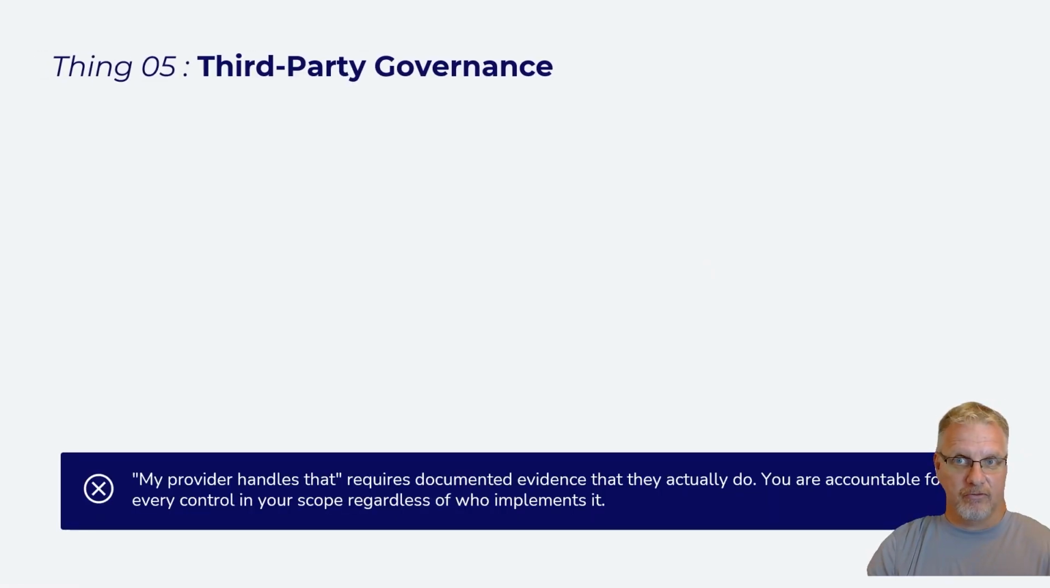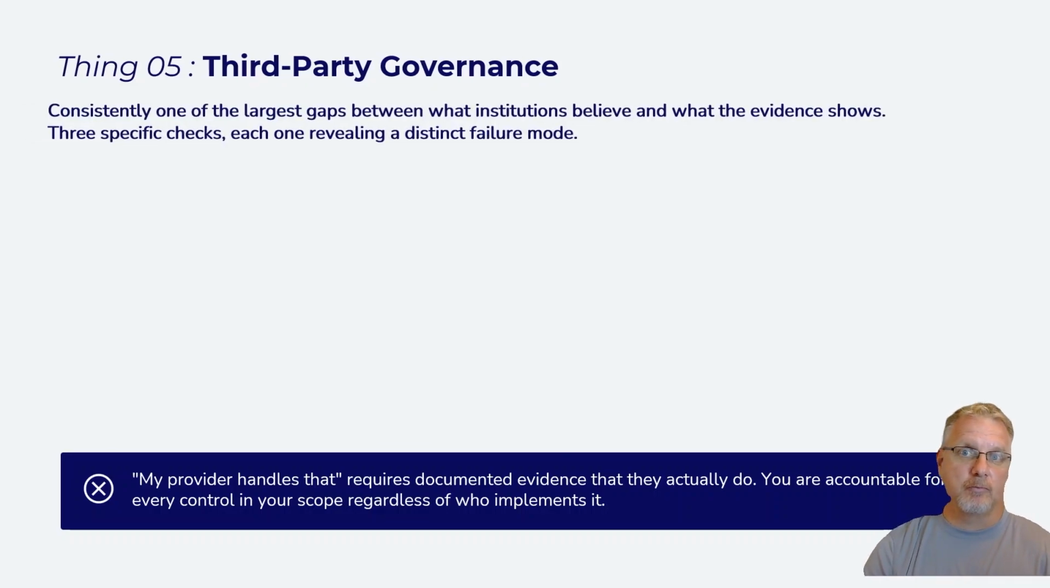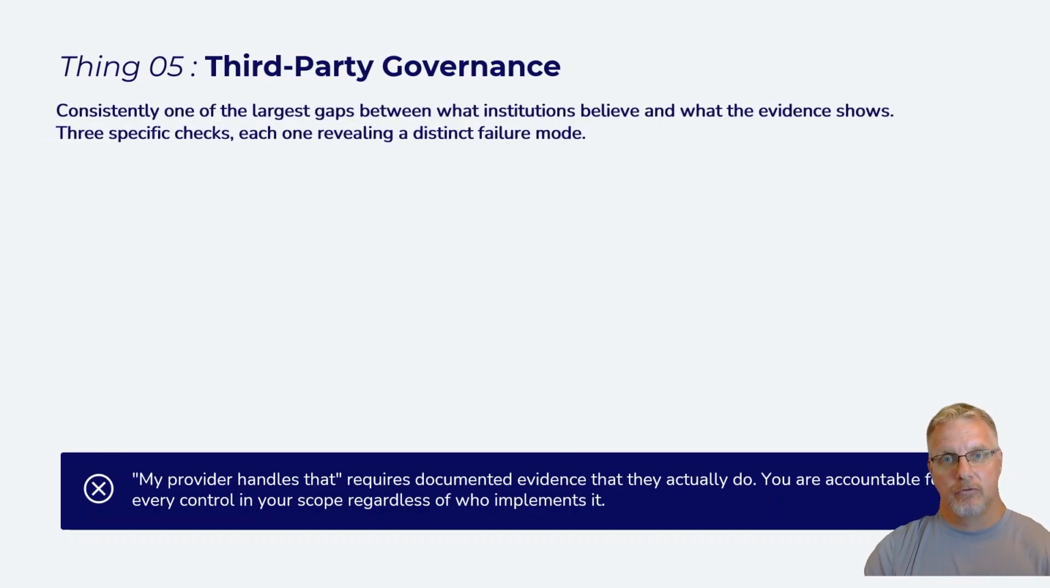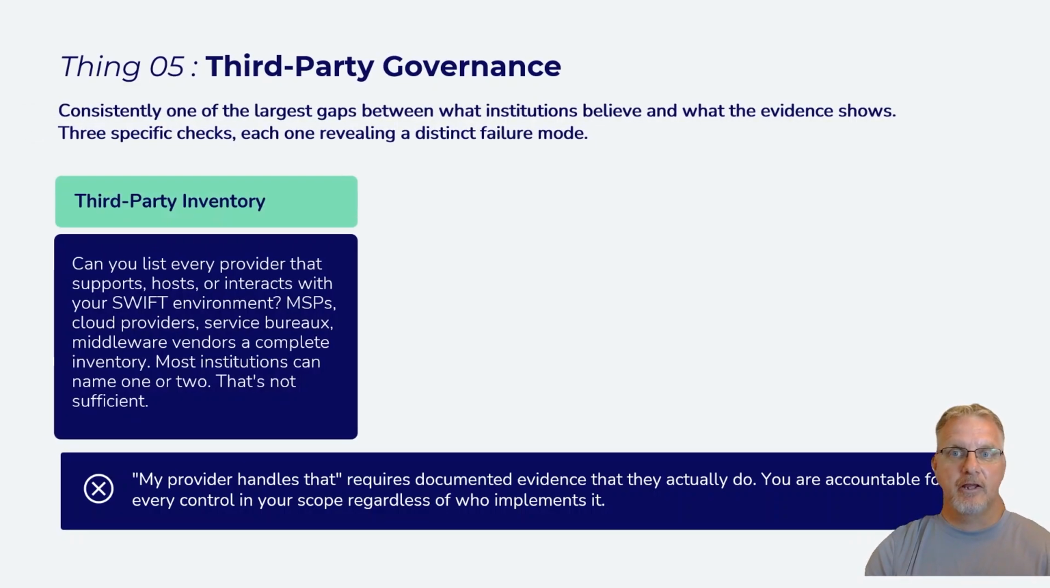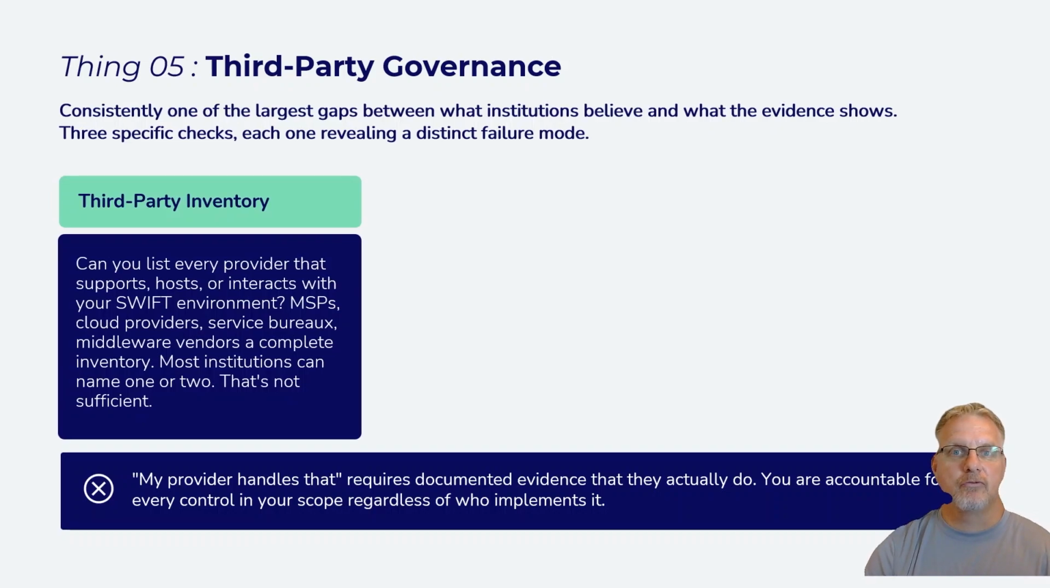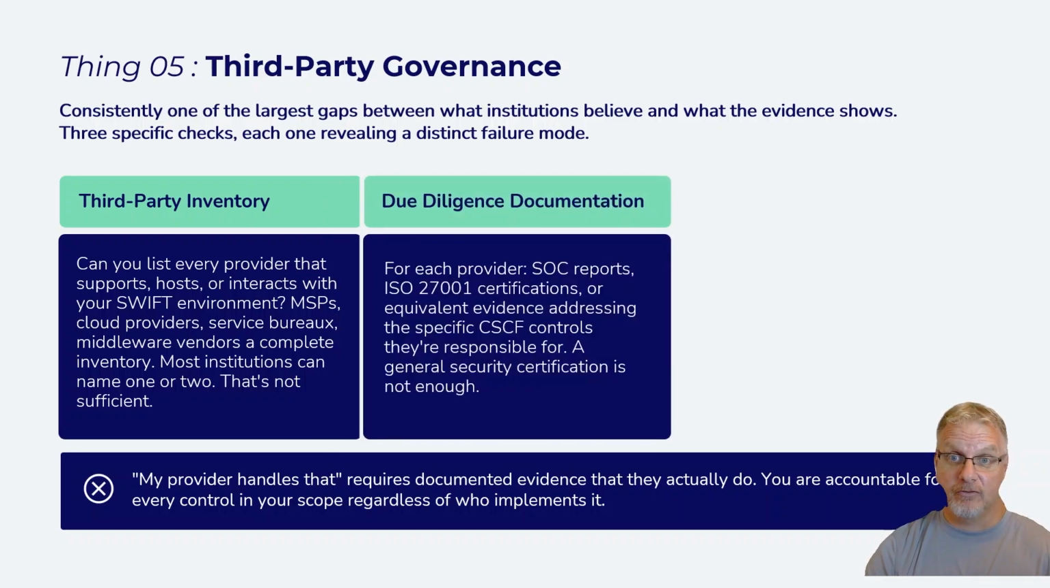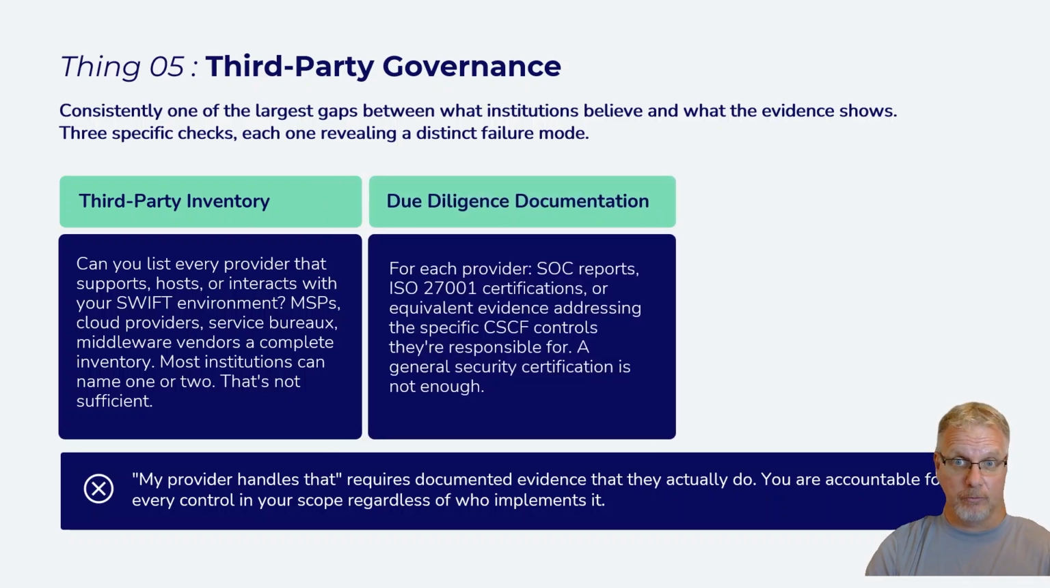Third-party governance is consistently one of the largest gaps between what institutions believe and what evidence shows. There are three checks. First, can you list every provider that supports, hosts, or interacts with your SWIFT environment? MSPs, cloud providers, service bureaus, middleware vendors, a complete inventory. Most institutions can name 1 or 2, and that's not sufficient. Second, for each provider, do you have a SOC report, ISO 27001 certification, or equivalent evidence covering the specific CSCF controls they're responsible for? A general security certification is not enough.